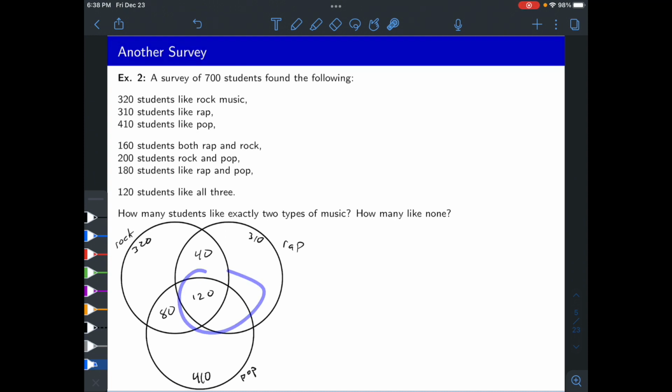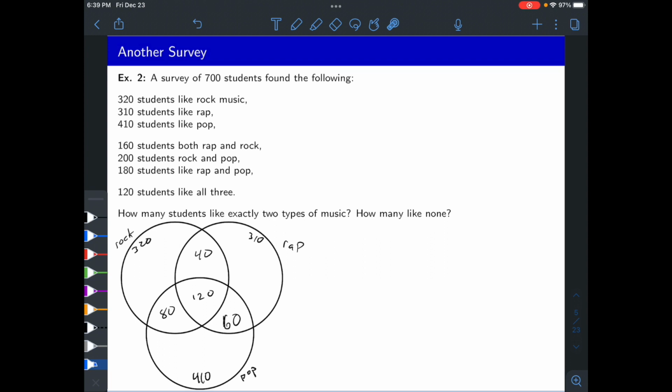And then what about people that like rap and pop, but not rock? That would be this little bubble here. So rap and pop, there's 180 of them, and 120 of them go here. So we'll put 60 over here so that makes 180. 60 there. Okay. So how many students like exactly two types of music?